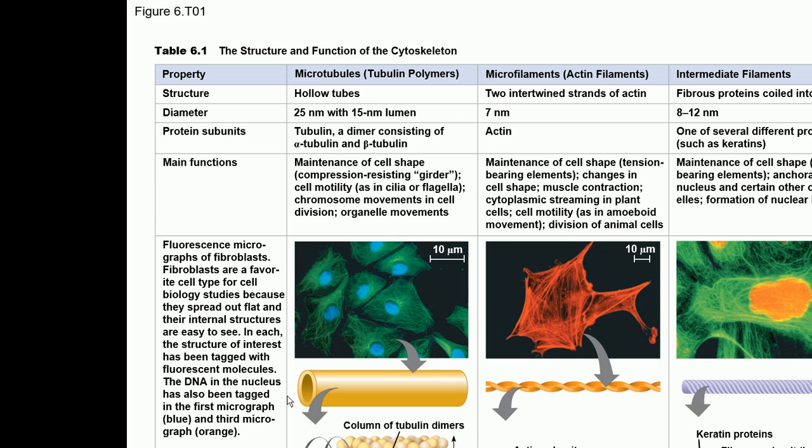Some of the important functions of the microtubules: they are involved in chromosomal movements during mitosis. When we talk about cell division, we will discuss it in more detail. Microtubules help in the separation of chromosomes during cell division. The mitotic spindle, which helps in the separation of the sister chromatids as well as the chromosomes, forms with the help of the microtubules.